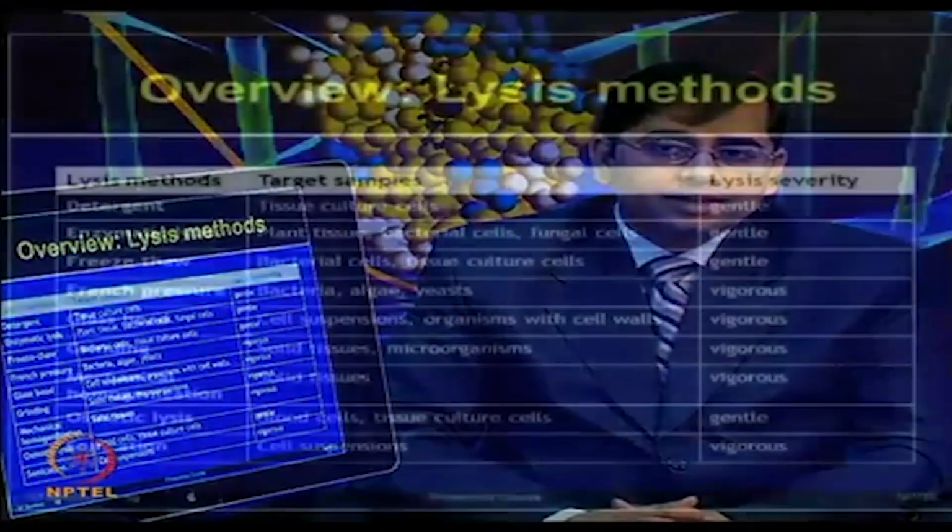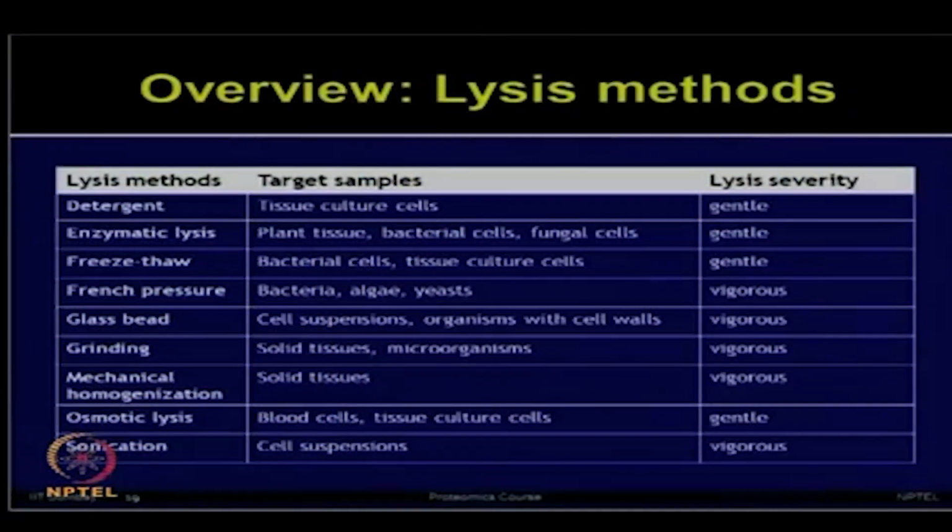French pressure is often applied on bacteria, algae, yeast. This is a vigorous lysis method. Glass beads are used with cell suspensions or organisms with a cell wall. This is again a vigorous lysis method. Grinding of solid tissues and microorganisms is another vigorous lysis method. The mechanical homogenization of solid tissues is another vigorous lysis method.